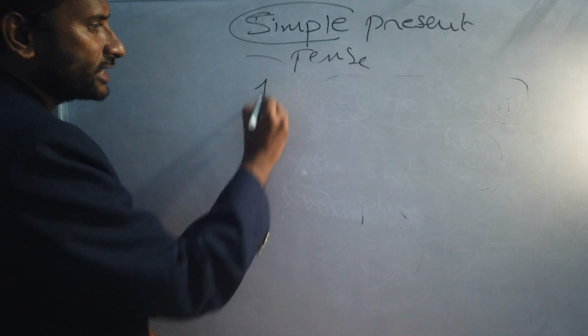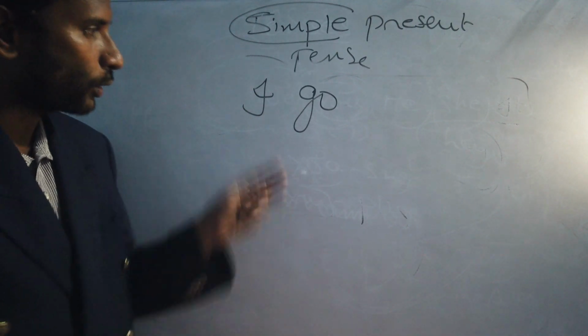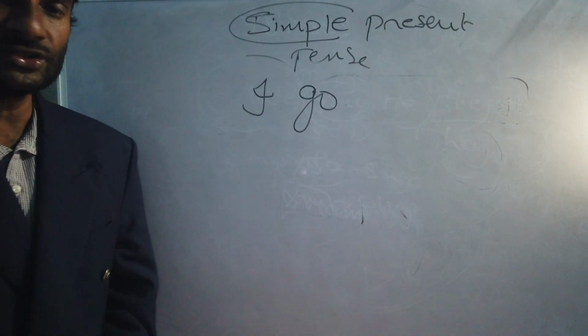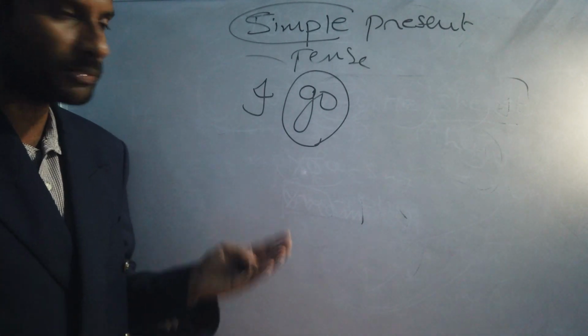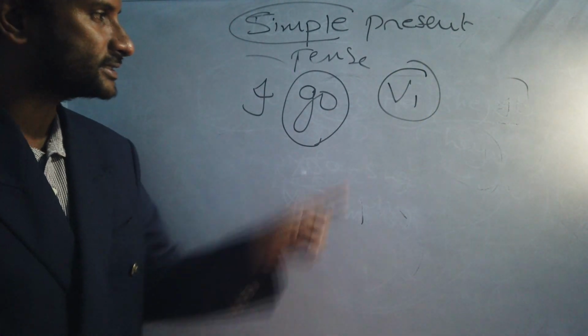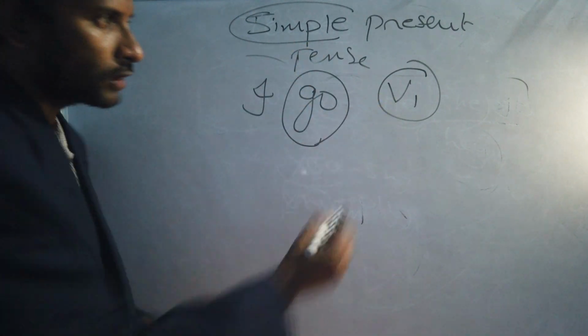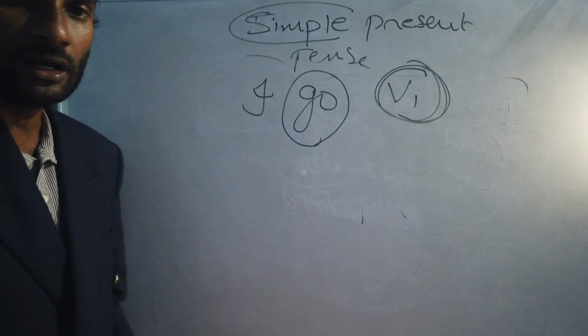It is very simple. I go. That's what simple present tense is. You replace go with any word, it always takes V1. Okay, what does it take? Simple present tense always takes what? V1. Now what is V1?